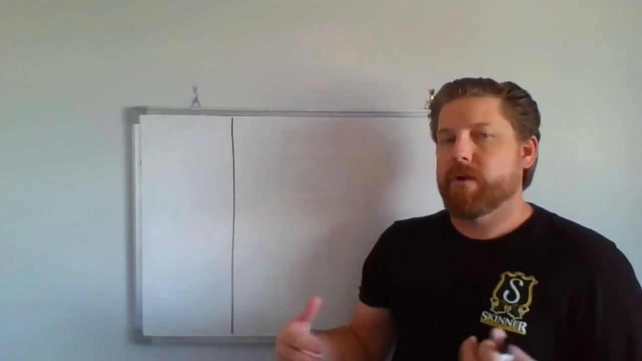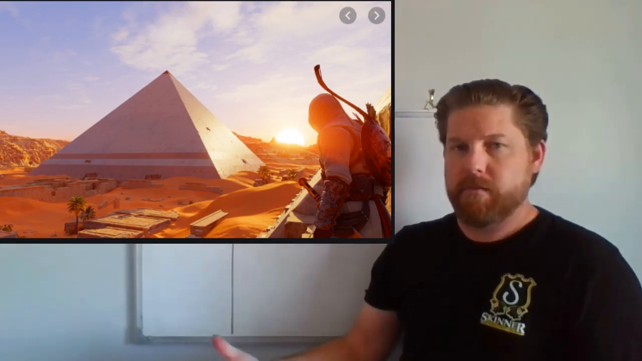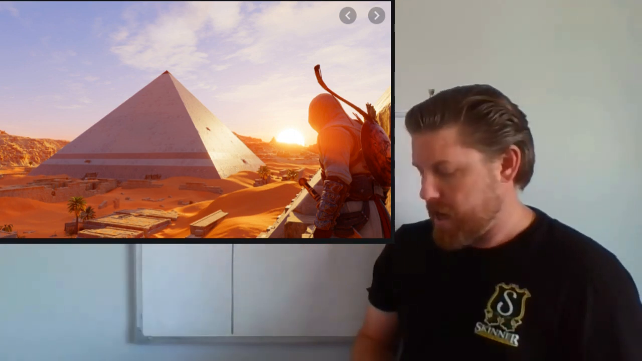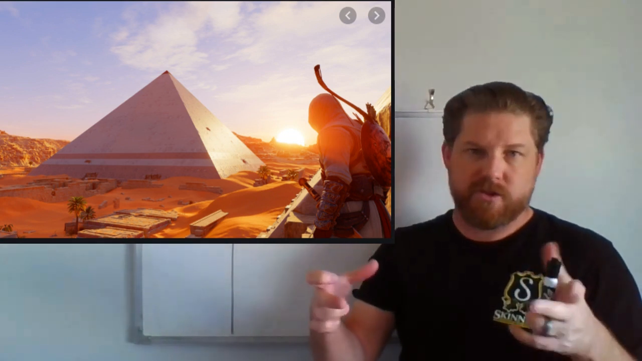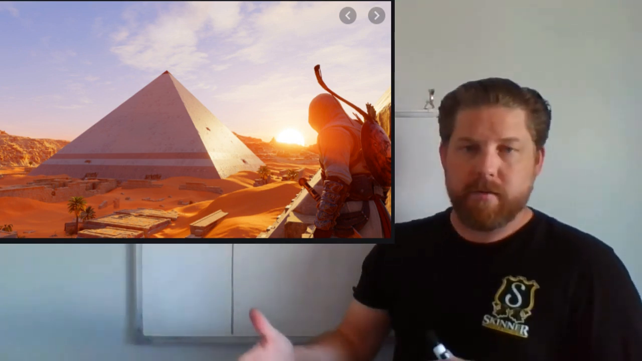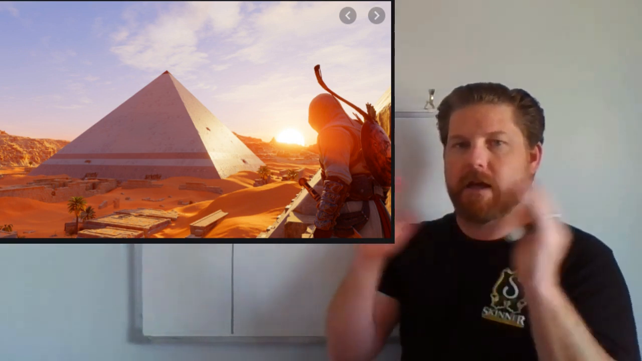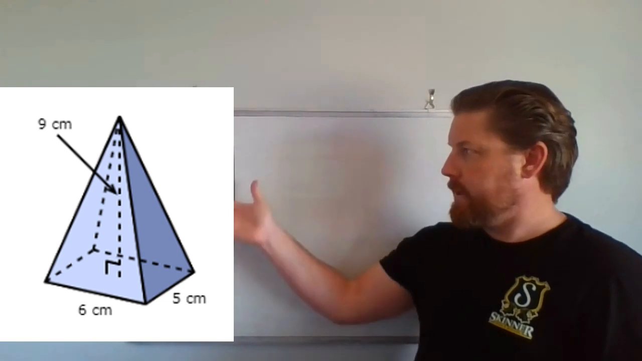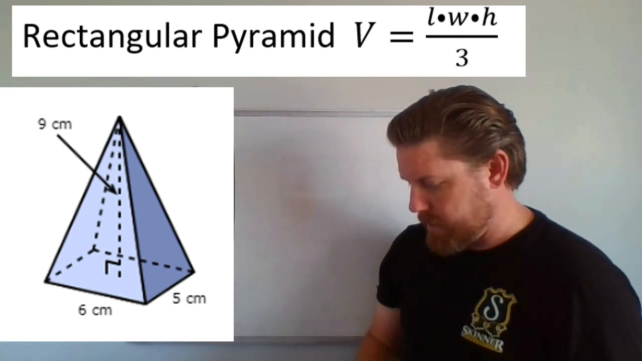Okay, now we're moving into the realm of pyramids. Pyramids are different than prisms because pyramids have all triangular faces. If it's a rectangular pyramid, the base is a rectangle or a square, and all the other faces are triangles. Or if it's a triangular pyramid, then all faces are triangles. Okay, so pyramids are going to have a lot of triangles involved and then one rectangular base. So this is the rectangular pyramid that we're working on. Here is the formula for the rectangular pyramid.